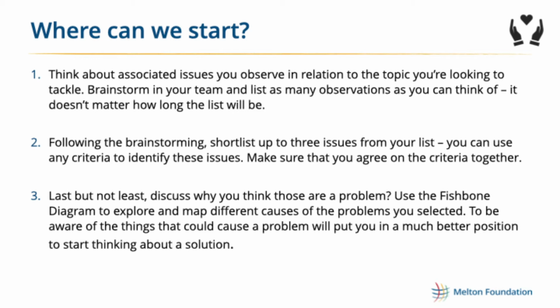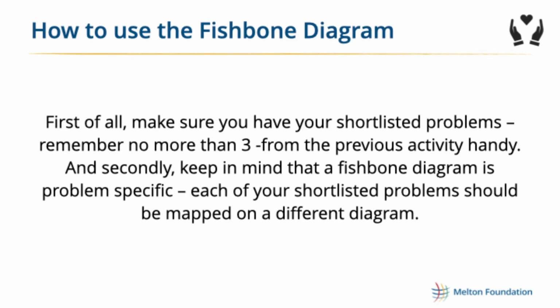Use the Fishbone Diagram to explore and map different causes of the problems you selected. To be aware of the things that could cause a problem will put you in a better position to start thinking about a solution. First of all, make sure you have your short-listed problems, remember, no more than 3, from the previous activity handy. And secondly, keep in mind that a Fishbone Diagram is problem-specific. Each of your short-listed problems should be mapped on a different diagram.